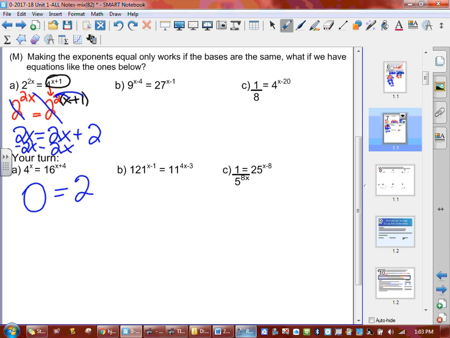All right. We take a look at B. 9 and 27 will both go to base 3. They both don't go to base 9, so you can't take 27 and go to base 9. They're both going to base 3. So that means that 9 is going to go 3 squared, 27 is going 3 cubed. Now we're going to put the exponents back. X minus 4 and x minus 1.